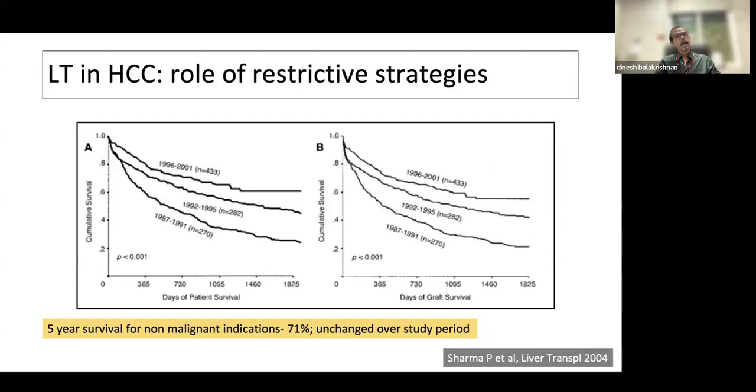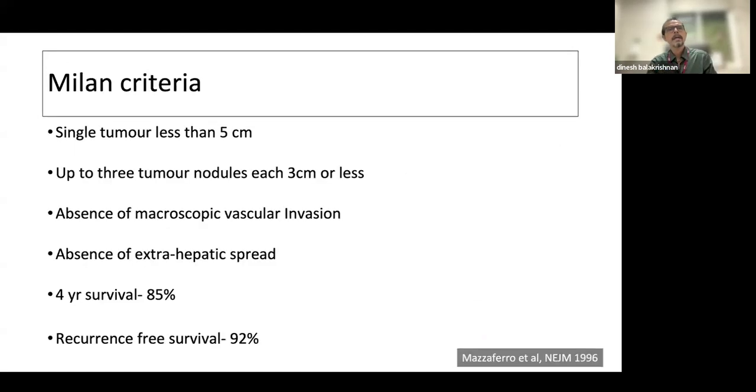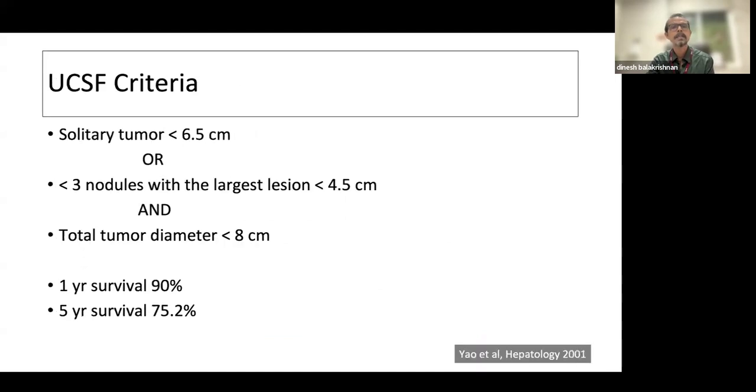Again, there is no ideal criteria. As you choose criteria with good outcome, you become too restrictive. So many new criteria have come up. You have the Milan criteria, which I just mentioned, where the 4-year survival is 85% and recurrence-free survival is 92%. You have the UCSF criteria, again, a single tumor of 6.5. So you are expanding the criteria. Again, with good survival, 1-year survival of 90%, 5-year survival of 75%.